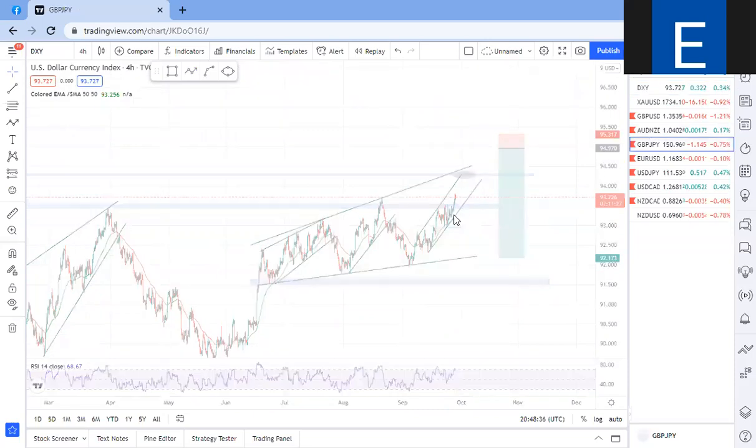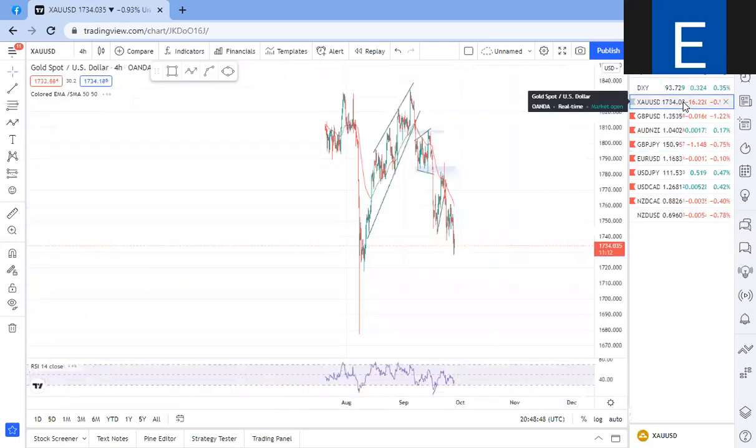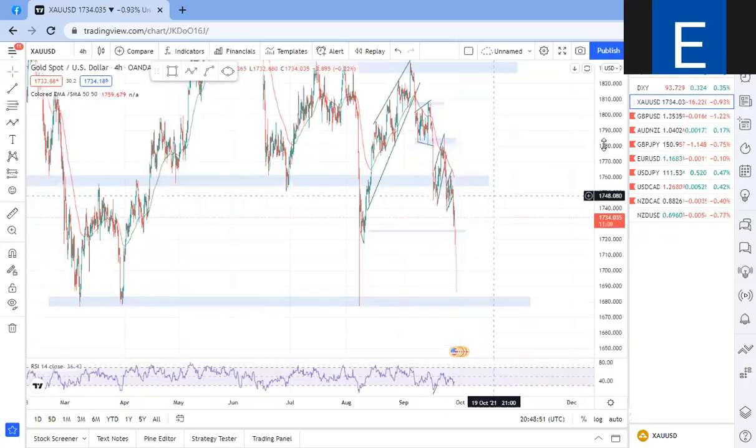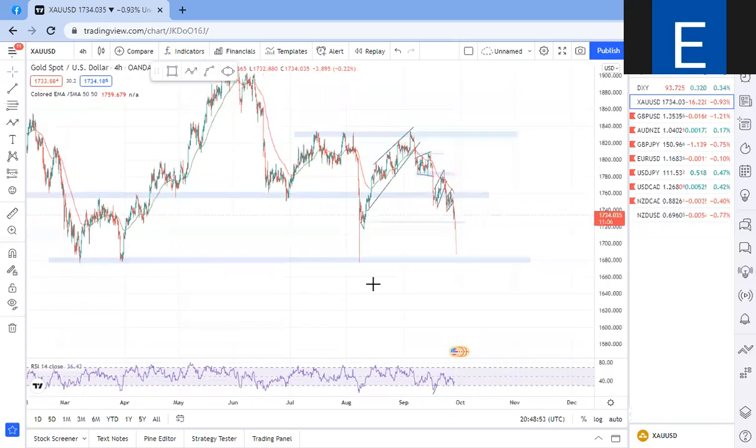So for now, my bias on the DXY is long. The DXY is strengthening for now. That is why I'm anticipating a possible continuation sell on gold.